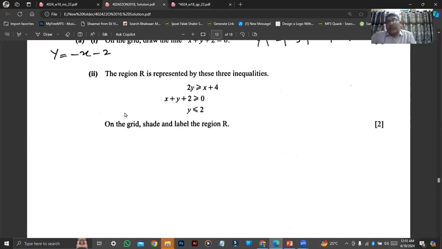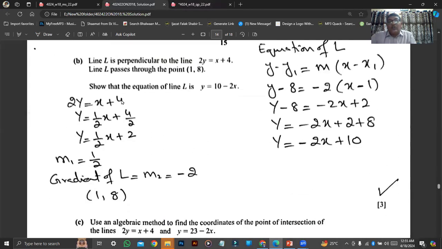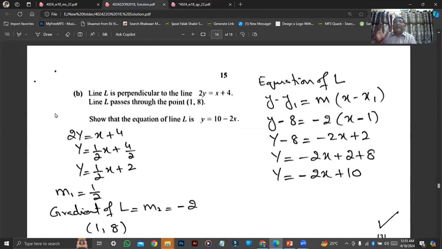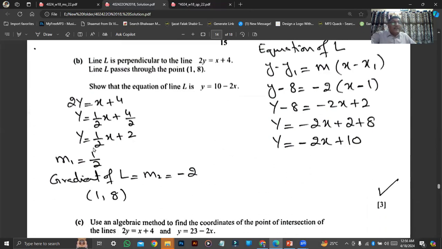You know, the equation of a line is given. So how will you find the gradient? You will make y alone. When y is positive and alone on one side of the equation, on the other side the coefficient of x is the gradient. So 2y equals x plus 4. So y equals 1 by 2 into x plus 4 by 2. So y equals 1 by 2 x plus 2. So the gradient here is 1 by 2. That is the gradient of this line.